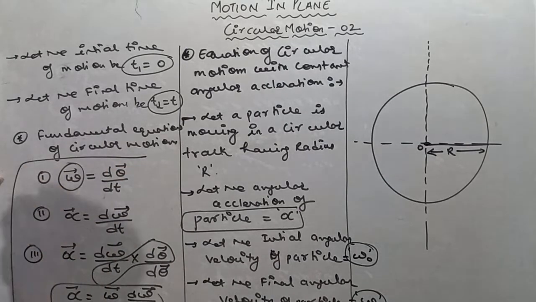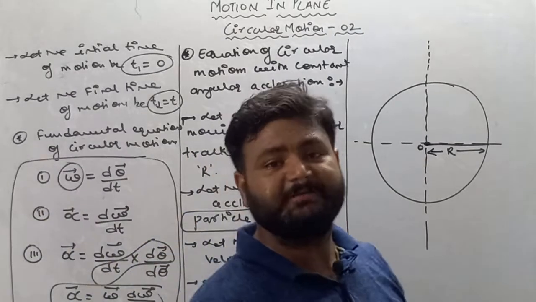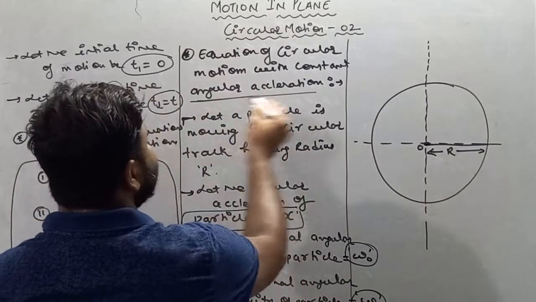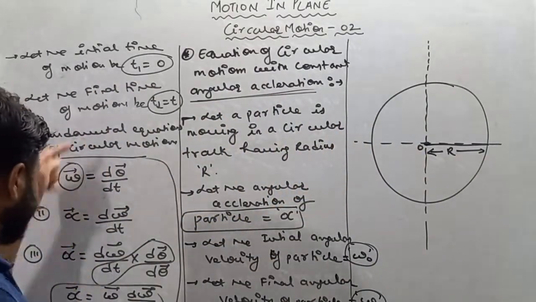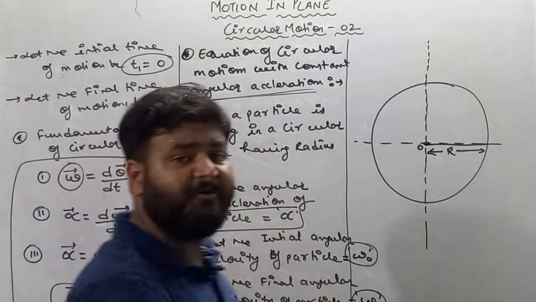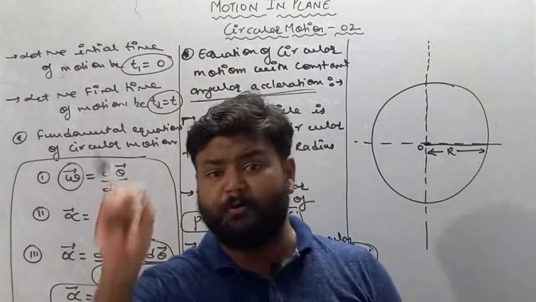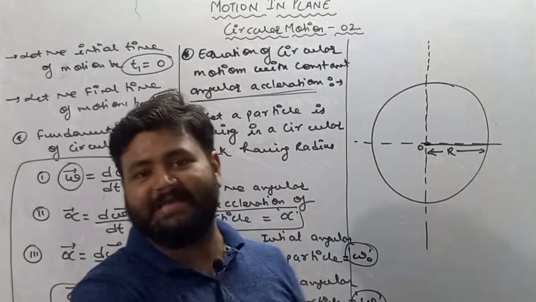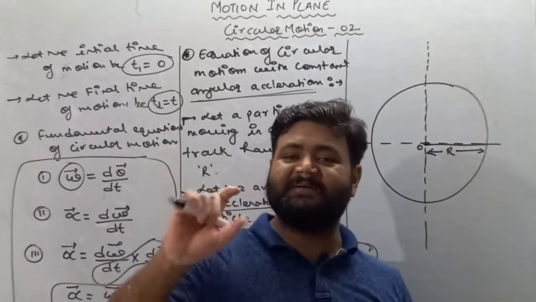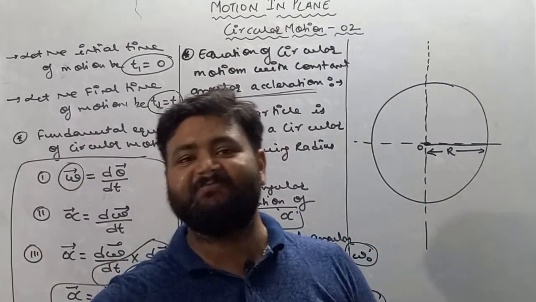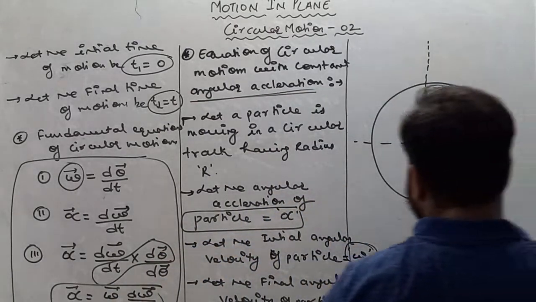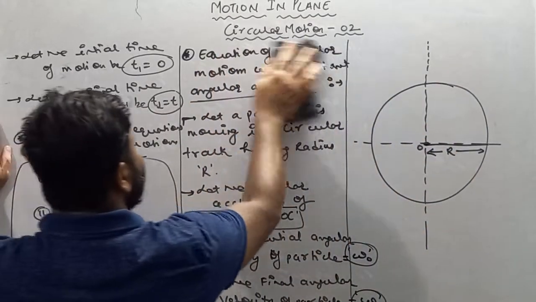So we are using all these three equations of fundamental circular motion to prove the equation of circular motion with constant angular acceleration. In previous lecture, we discussed all these formulas. These all formulas are related to straight line motion. Only thing is we are changing the term. Instead of linear, I'm using angular, because in circular motion every term changes. So I am proving the very first equation of motion with constant angular acceleration.